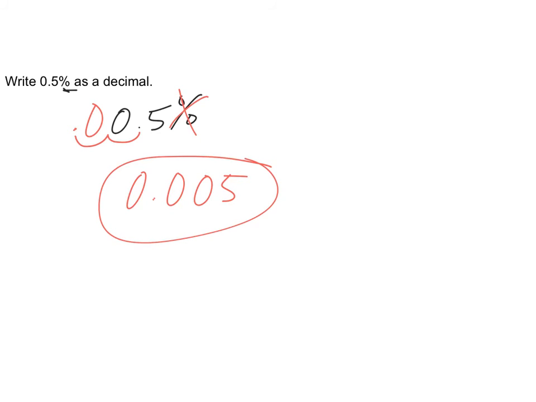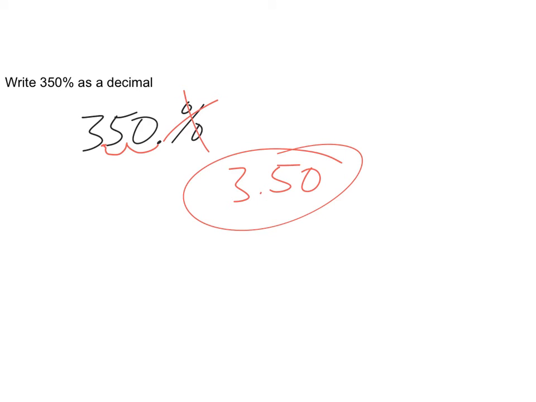So if we have 0.5%, it's a percent, so we still move it to the left 2 spots, fill in a 0 as needed, and get rid of the percent. So it turns into 0.005 as a decimal. 350%, there's no decimal, so I add it after the last number. I still move it to the left 2 spots, right there. Get rid of the percent, and it turns into 3.50. The 0 is optional at the end. You could have it as just 3.5.